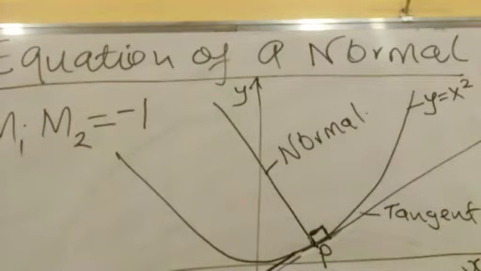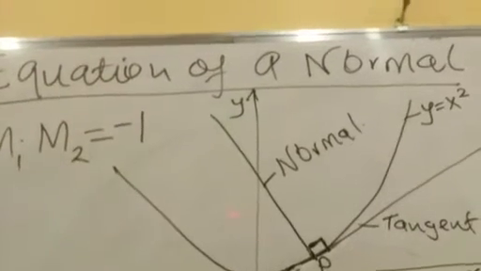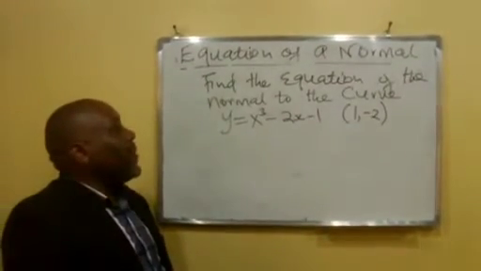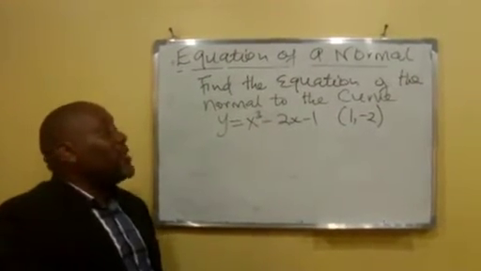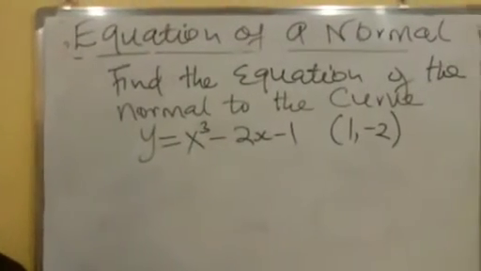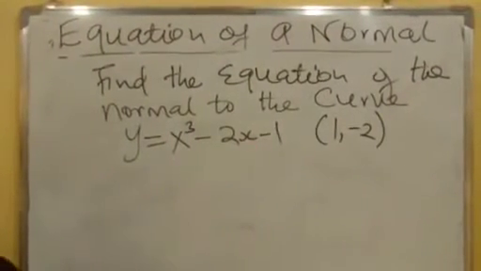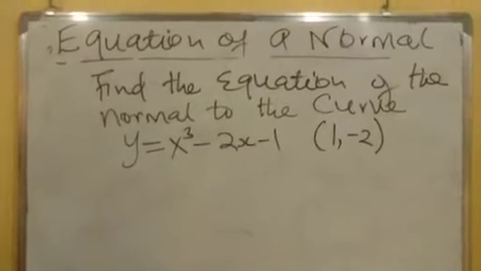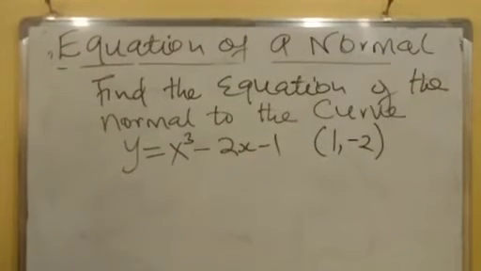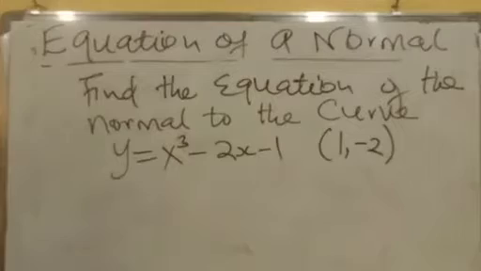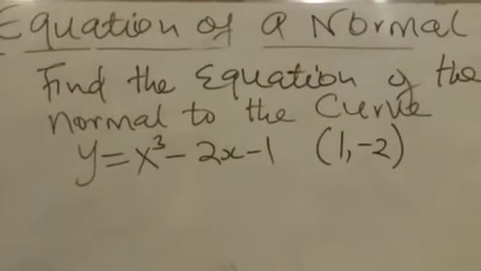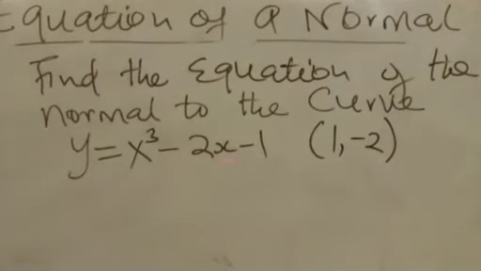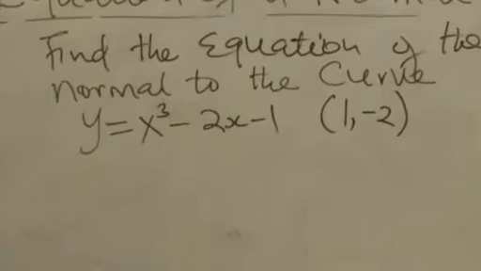An example. Find the equation of the normal to the curve y equals x cubed minus 2x minus 1 at the point (1, -2). The first thing, as usual, you're supposed to do is find the gradient function.